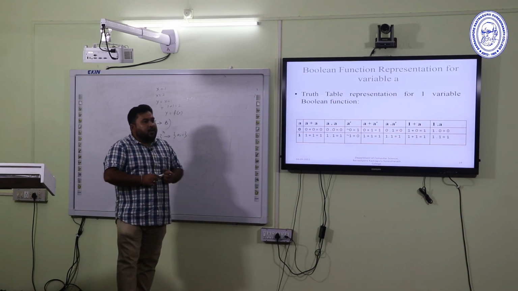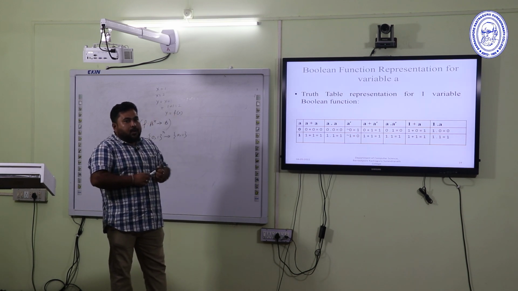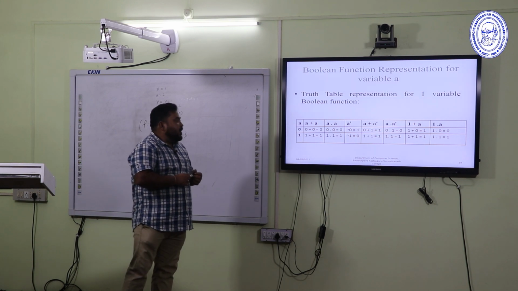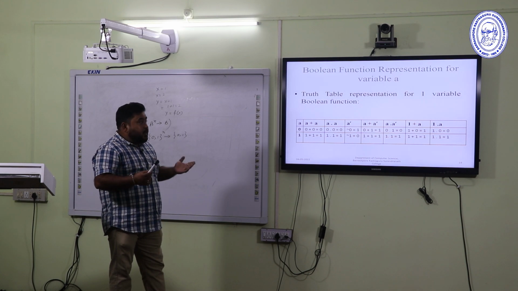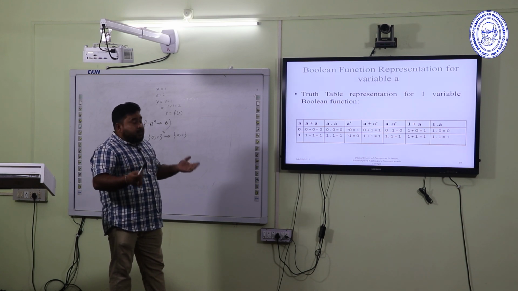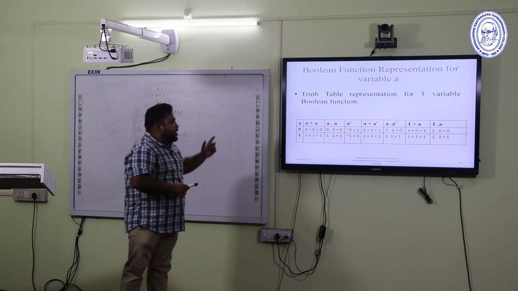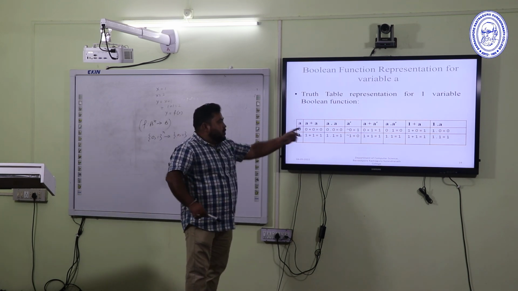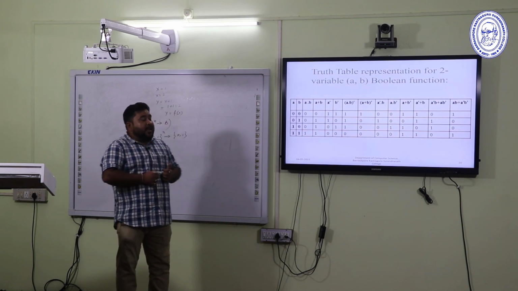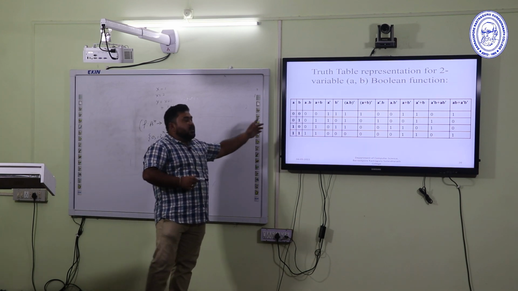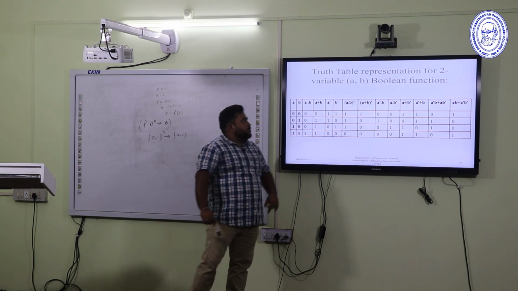So now if we take one variable, that is a, the value is either 0 or 1. From the operations we can get that a plus a is a function, a dot a is a function, a prime itself is a function, a plus a prime is a function, 1 plus a is a function, 1 dot a is a function. So there exists a total number of functions. And if we take two variables, a and b, there are 4 combinations, that is 0 0, 0 1, 1 0 and 1 1, and from these we get this kind of functions.